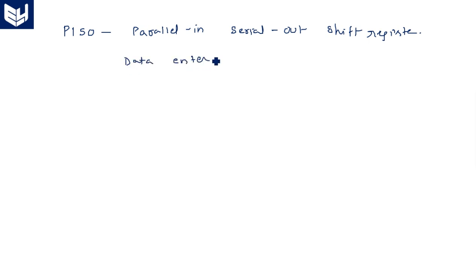So PISO, parallel in serial out shift register. That means in this particular shift register, data enters parallelly and leaves serially.